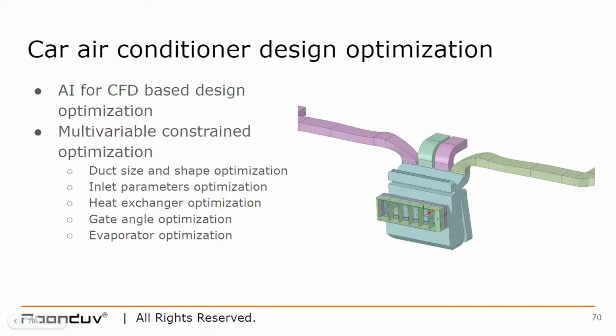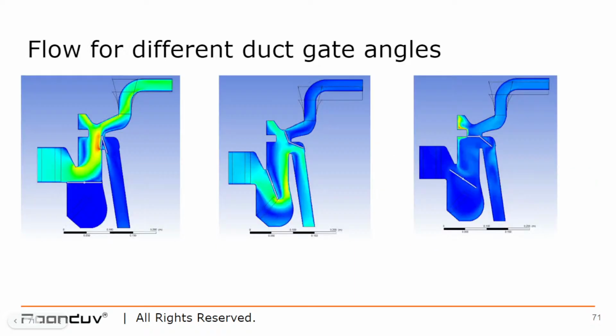Moving on to a more realistic air conditioning system that we performed for a Swiss company. Basically, they wanted us to develop a pipeline of CFD simulations, and using that data, they wanted to further utilize their pipeline of artificial intelligence to perform a multivariable constraint optimization problem. The optimization problem was supposed to fix the following parameters: duct size and shape optimization, inlet parameters optimization, heat exchanger optimization, gate angle optimization, and evaporator optimization. I can't show much detail about this case study, but whatever I can is on the screen.